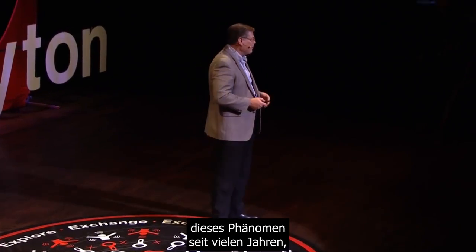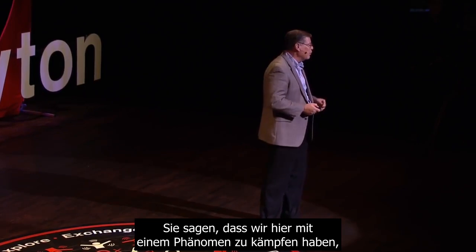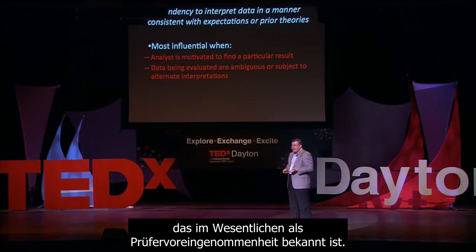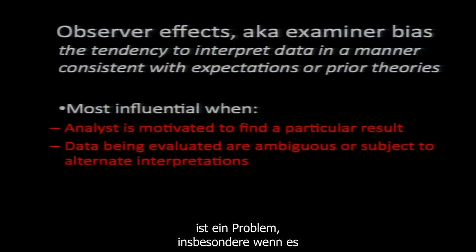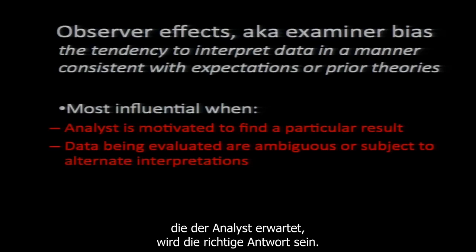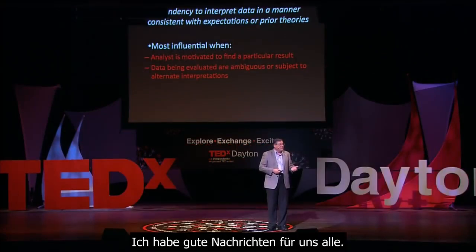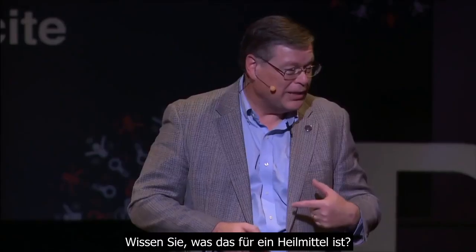All right? Now, psychologists have explored this phenomenon for many years, not just in the context of DNA profiling. They say that what we've been wrestling with here is a phenomenon that essentially is known as examiner bias. And examiner bias is a problem particularly when you're dealing with ambiguous results and there's one particular outcome that the analyst is expecting is going to be the right answer. I got good news for us all. There is a simple cure for the affliction of examiner bias. You know what that cure is?